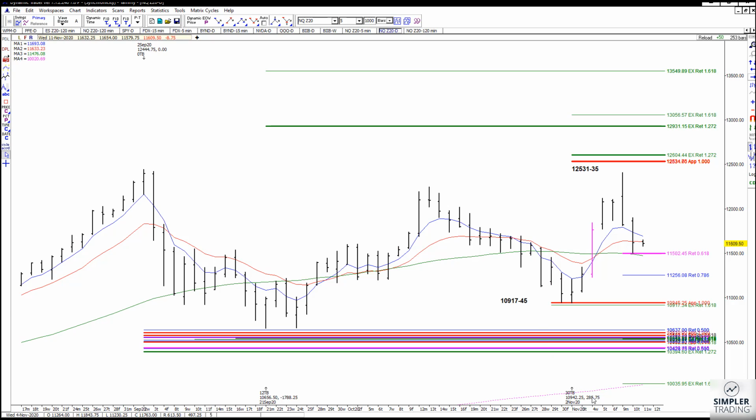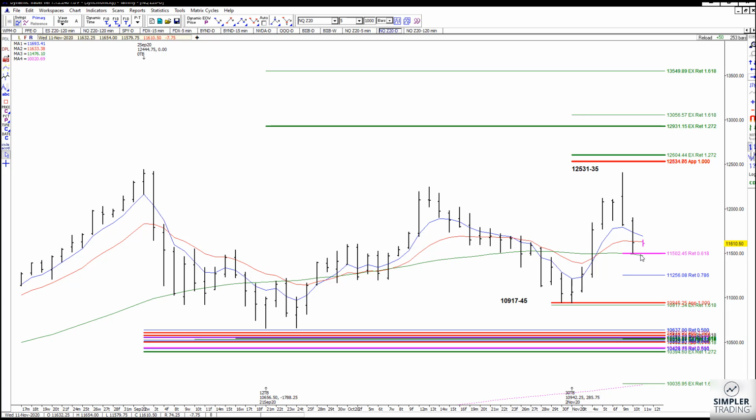But then, of course, on November 2nd we had this pullback. And the target off of that pullback is going to be 12,604. But there is some resistance at 12,531 to 35. We didn't quite get there recently, but close enough, right? And now we have failed and have retraced back to this 618 at 11,502. And that's what I want to talk to you about right now.